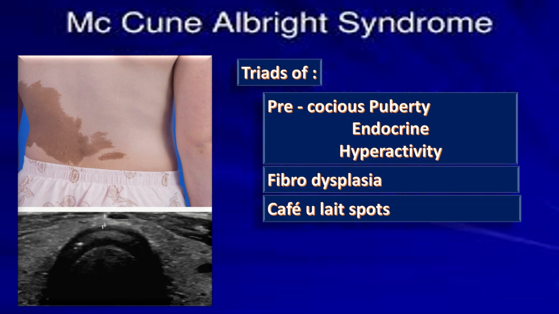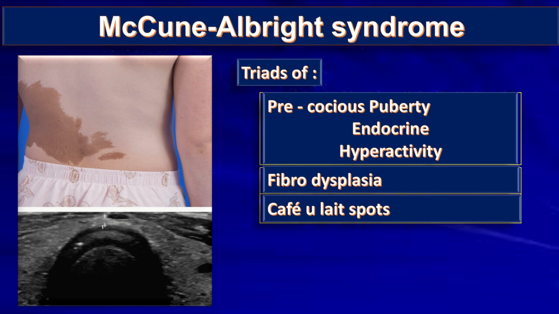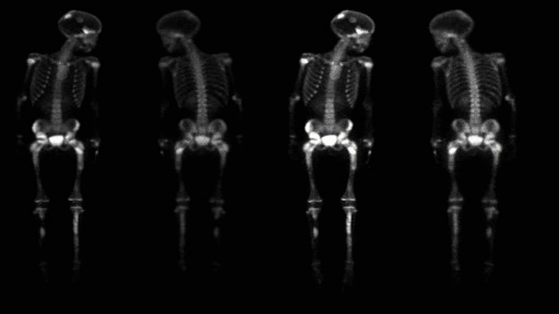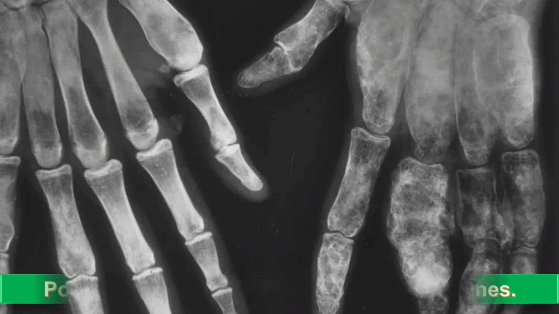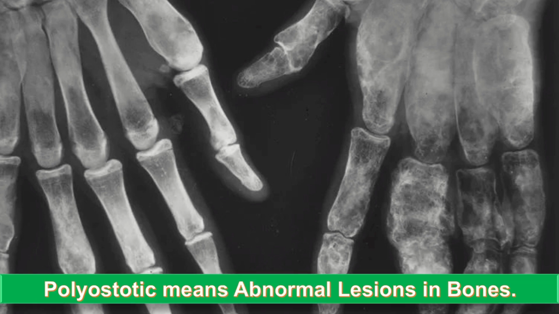McCune Albright syndrome is a triad of precocious puberty with endocrine hyperactivity, fibrous dysplasia, and cafe-au-lait spots. People with McCune Albright syndrome develop areas of abnormal scar-like fibrous tissue in their bones, a condition called polyostotic fibrous dysplasia. Polyostotic means the abnormal areas or lesions may occur in many bones. Often they are confined to one side of the body.